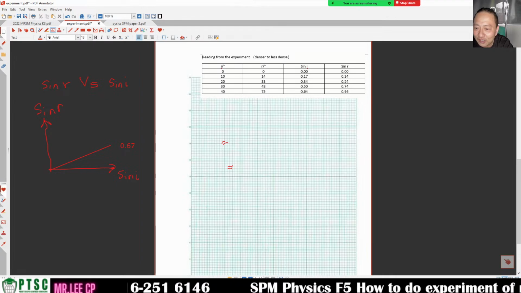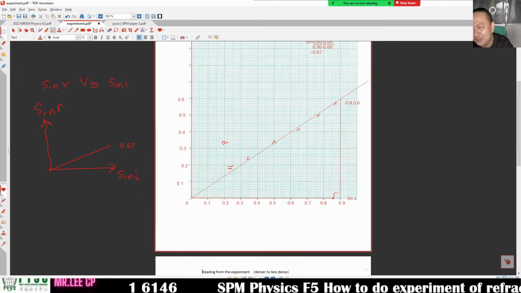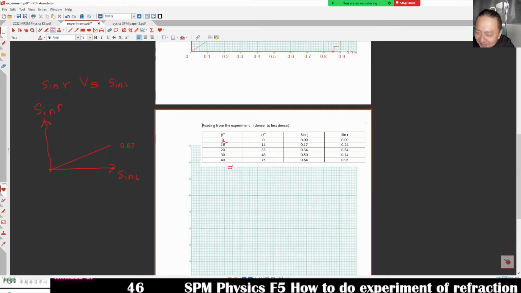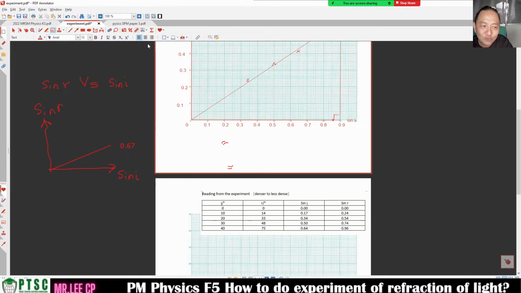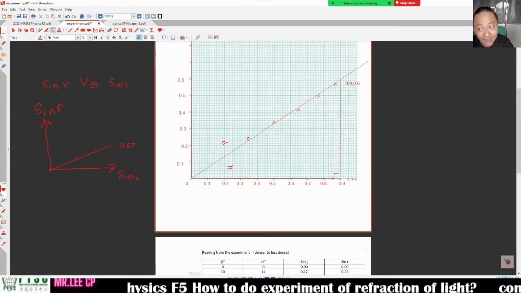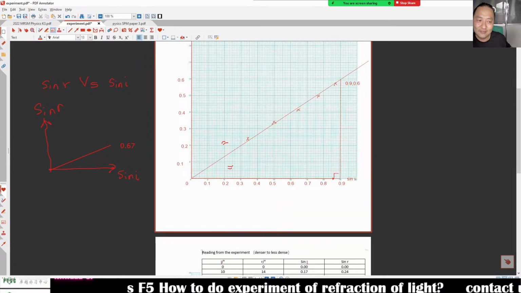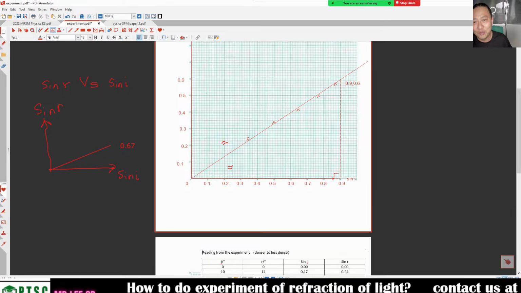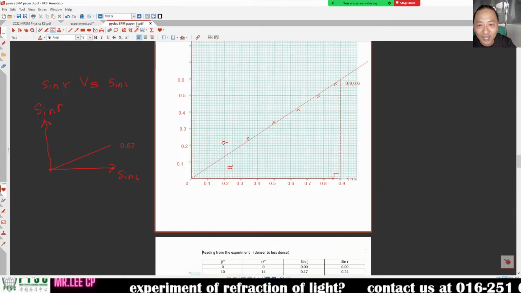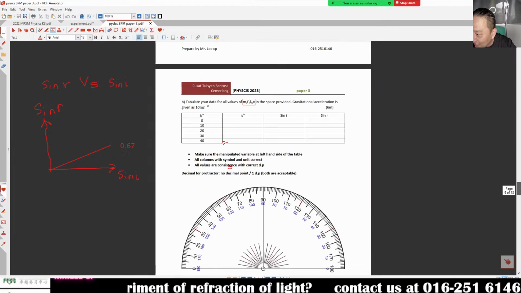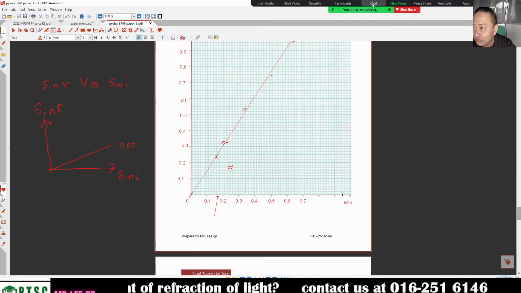Now that's why I don't like to do this. Your gradient 0.6, later they cannot. It is very susah to ask you questions. Then they ask you, what does the gradient represent? Then most of you will write refractive index. That's why in my paper 3 here, I do both for you.